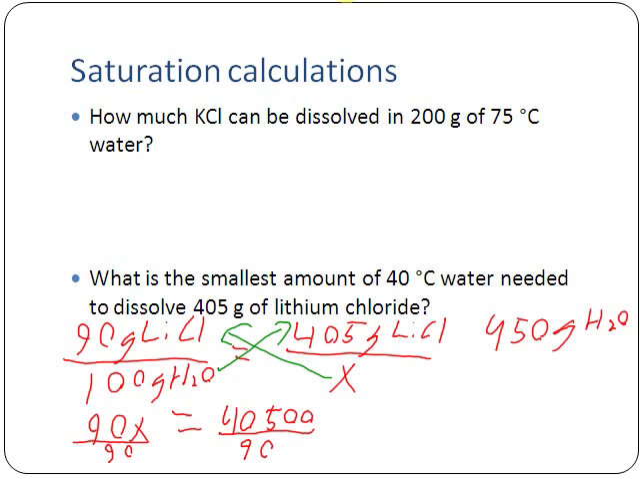Significant figure-wise, there are two numbers that are important here. The first one is the one that you were given in the problem, which has 3 significant figures in this case.